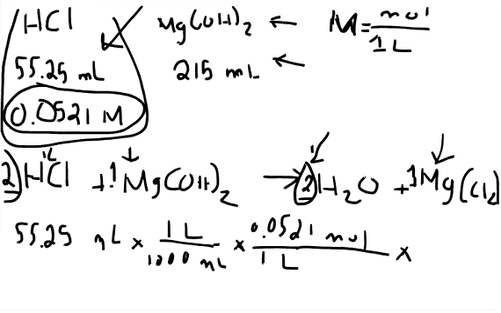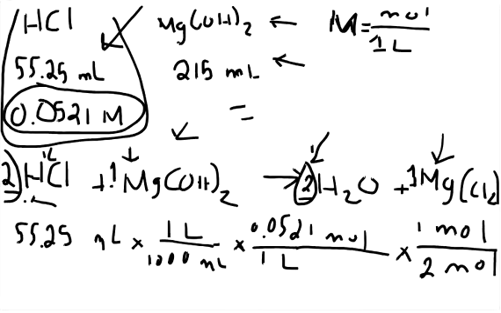So we start by writing what we're calculating for on the bottom. There's 2 moles of HCl, as you can see right here, and we're trying to find the moles for Mg(OH)2. So we write 1 mole at the top. And when we calculate this out, I'm writing the answer up here.